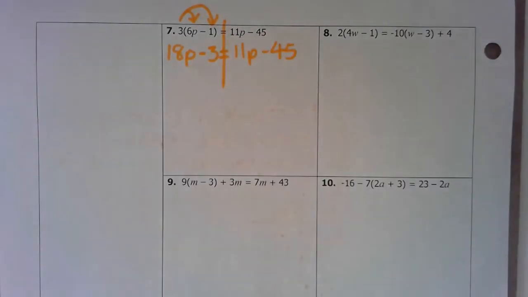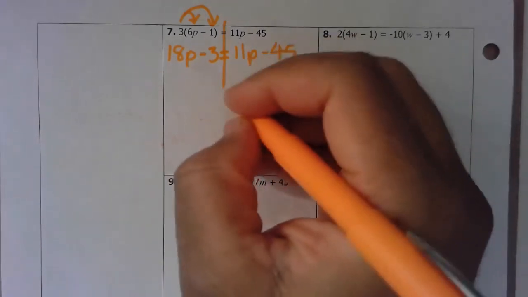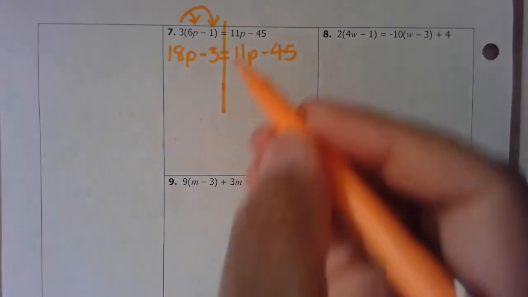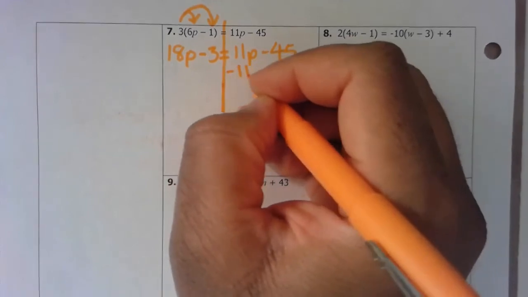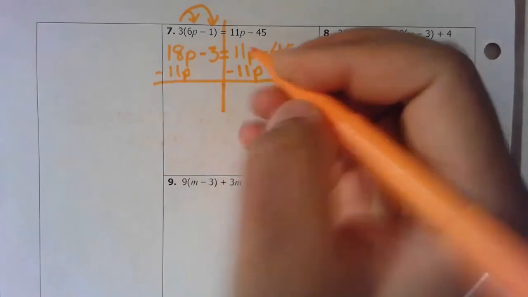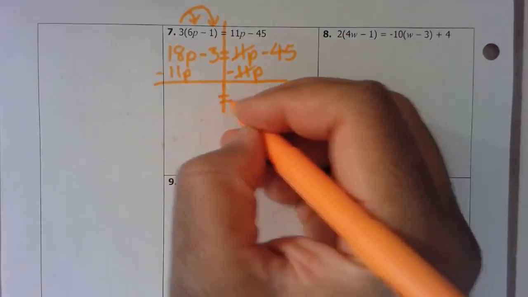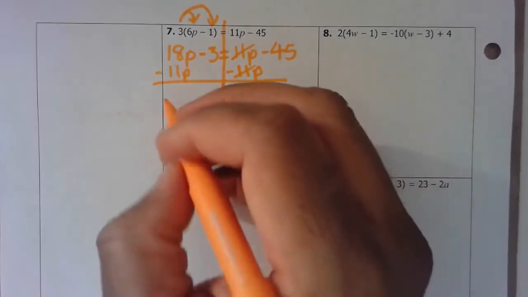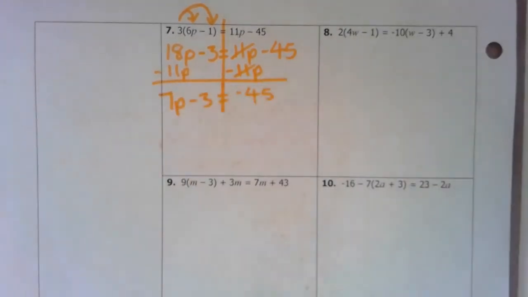And now this problem looks awfully similar to what we had on the very front page when we were doing these problems here. And so I want to bring my variables together. So I have p as my variable. So I have a positive 11p. So I'm going to do the inverse here and subtract 11p to the other side. And so here it's going to cancel out. And I'll be left with a negative 45 on this side. Over here, 18 minus 11, that's just going to give me a 7p minus 3.